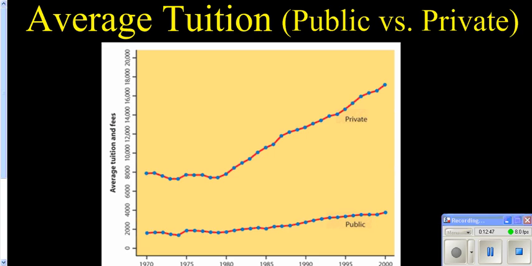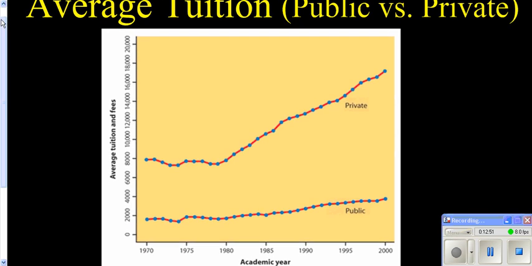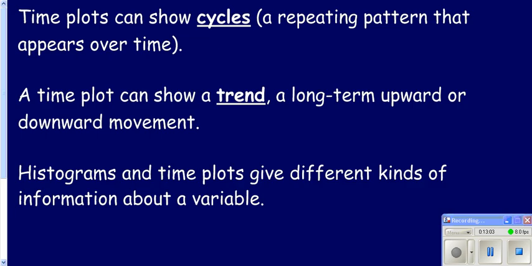Here's an example where we have tuition of public and private schools, and you once again have time on the horizontal, and you can see where in each case you have an upward trend. Notice the private has a higher upward trend than the public. Time plots often show cycles, seasonal patterns, or repeated patterns, either a trend upward or a trend downward. Histograms and time plots give totally different information.